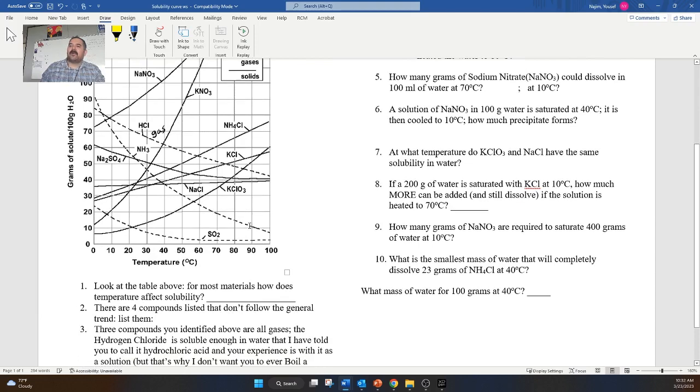Let's take a look at our questions. Look at the table above. For most materials, how does temperature affect solubility? Looking at the chart, how does temperature affect solubility for most of these? It increases.